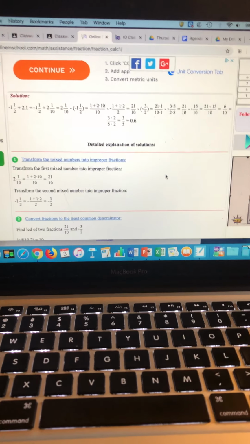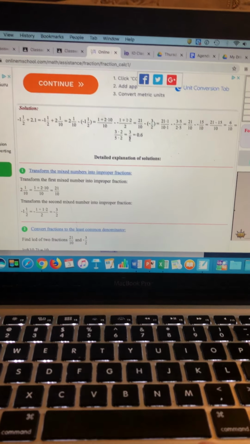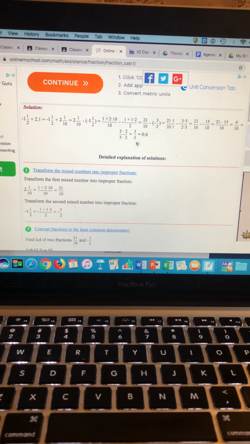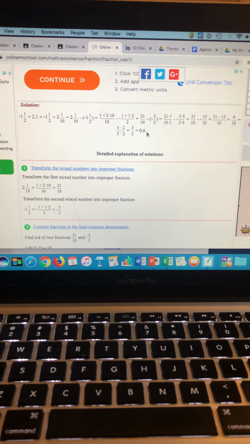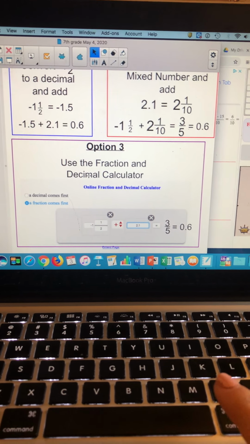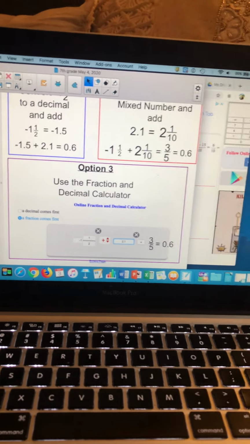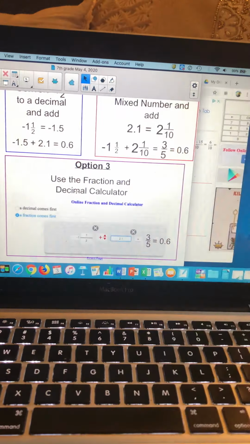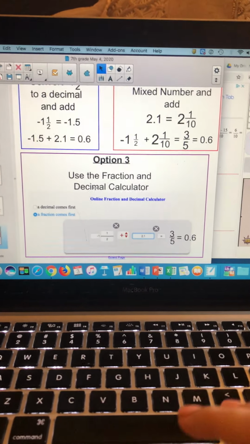And then you will see the work is provided here. They give you 3/5, but that's the same as 0.6. Okay, so this calculator does the work for you. Normally in school you would have a calculator like this, which also does the work for you. So we're allowing you to use that link as a guide.